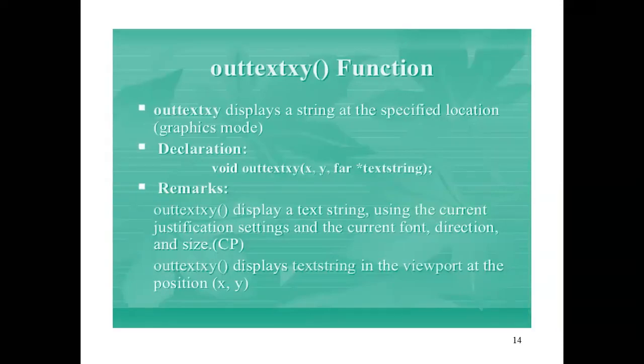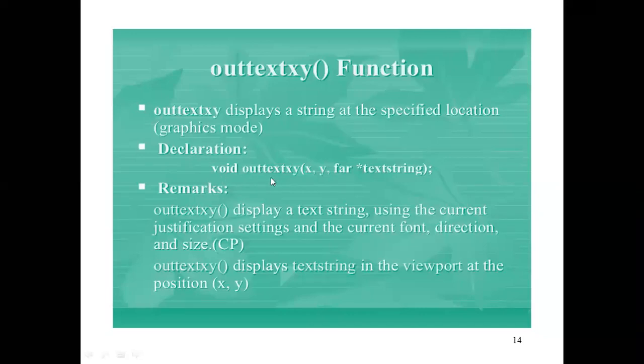Now again outtextxy function. You can see here, it displays a string at the specified location. Suppose you want to display a string not inside a viewport. Suppose you want to draw the text, draw a string but at a particular location. So how will you declare the function?